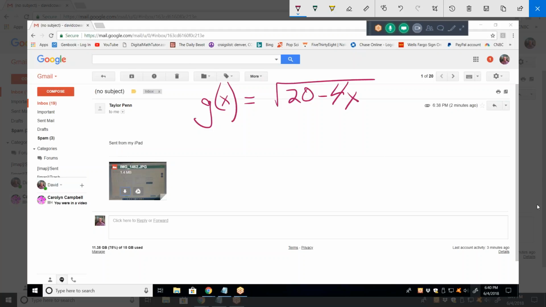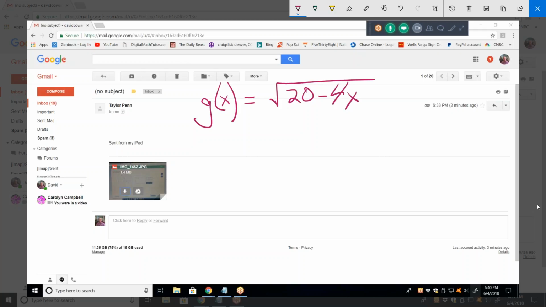Would I put 0 in for x or no? No? What's the restricting factor on the domain here? It's this radical sign, right? Okay. So what does that radical sign mean? What can you take square roots of? And what can you not take square roots of?